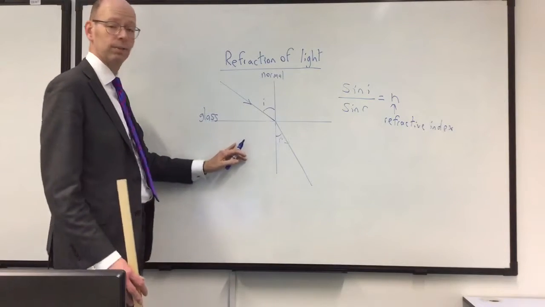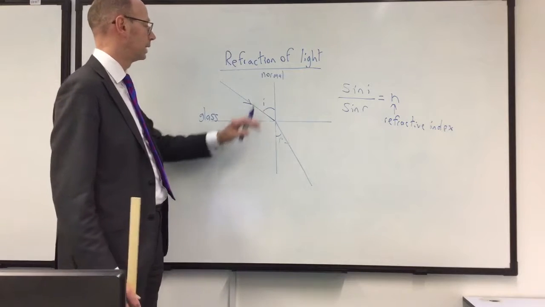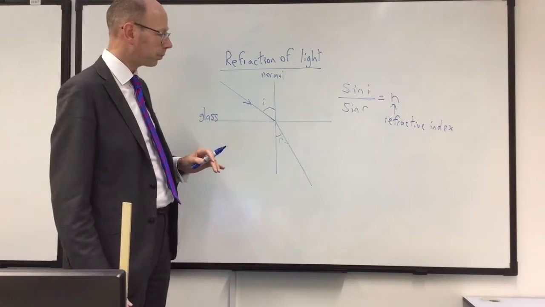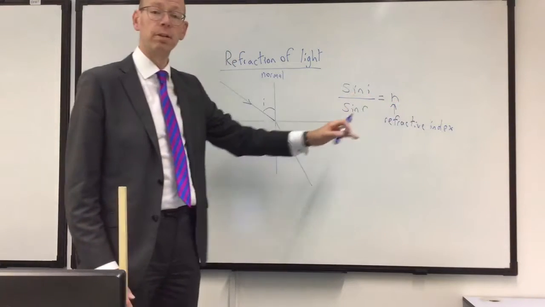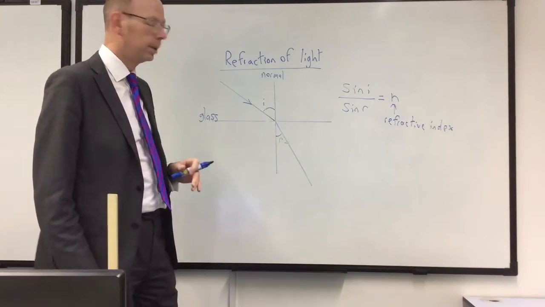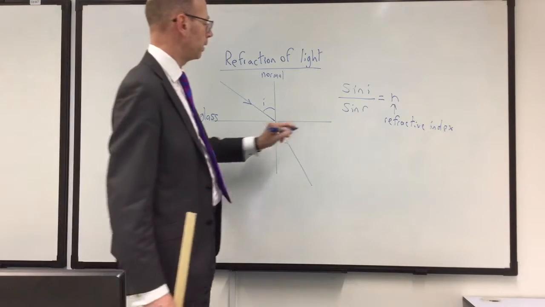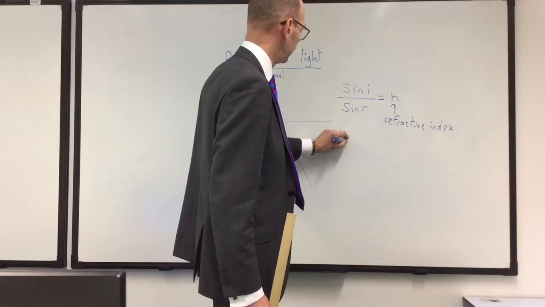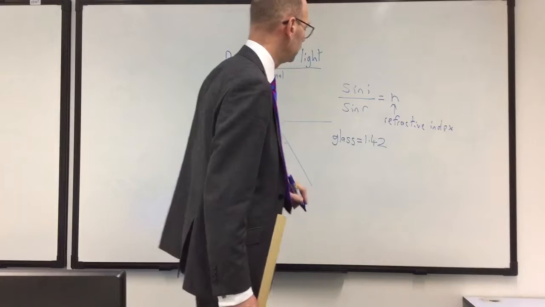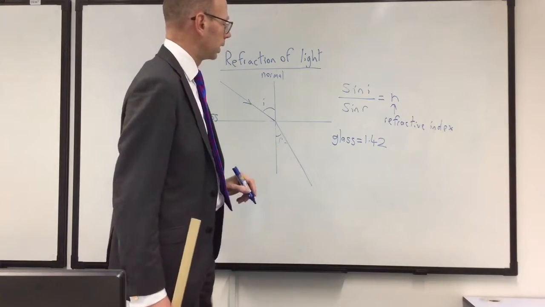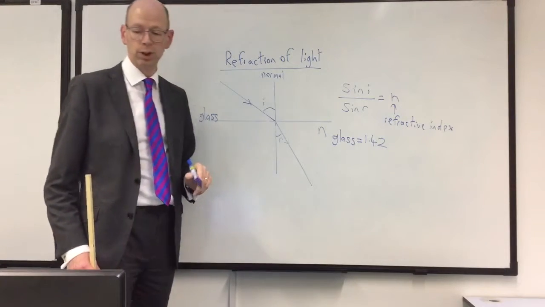So if the refractive index of my block was 2, then the light would be half as fast in the glass as it was in the air. And obviously that effect is what causes it to change direction. So the bigger the refractive index, the greater the shift in direction towards the normal. Typically for glass, the refractive index is around about 1.4, 1.42 would be a typical value. So the n value for glass is around about 1.42.